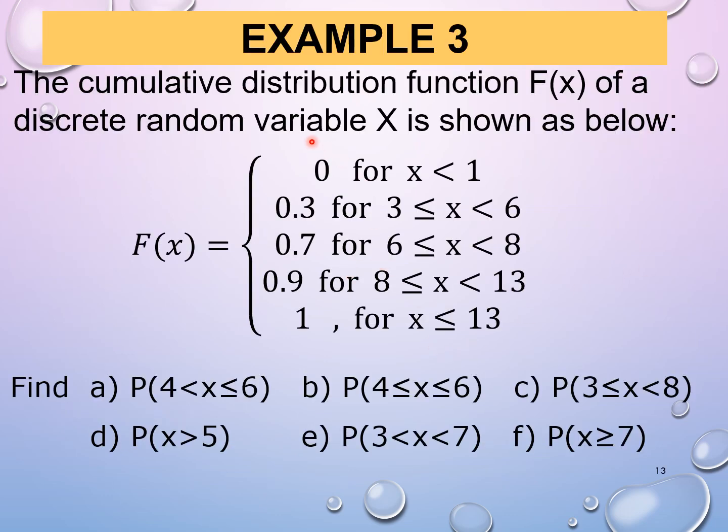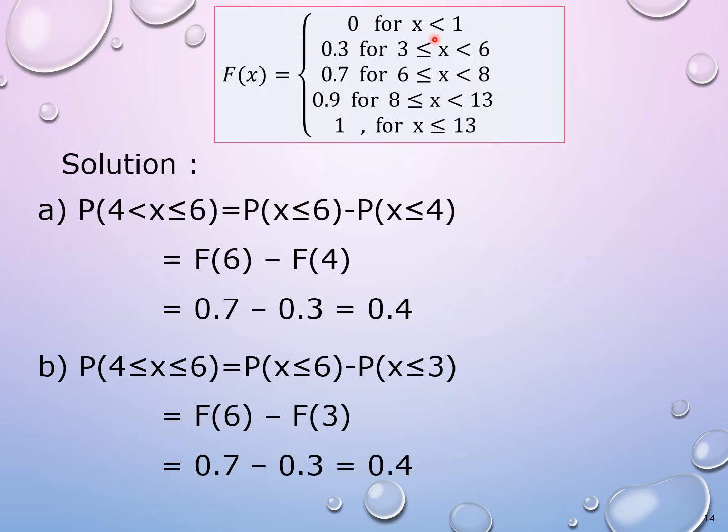This is example 3. The cumulative distribution function F(x) of a discrete random variable X is shown as below. So this is the CDF with the x given here. Now you have to find A, B, C, D, E, and F. So let's solve one. Given this CDF, the first one is to find the probability of x greater than 4, less than or equal to 6.